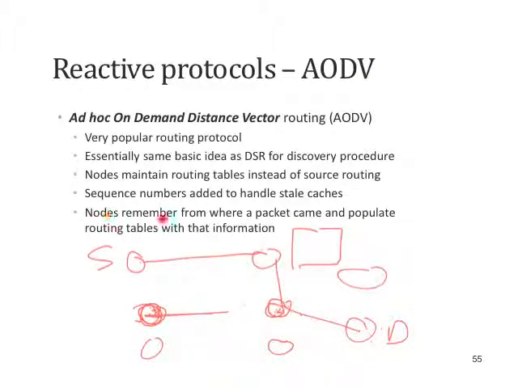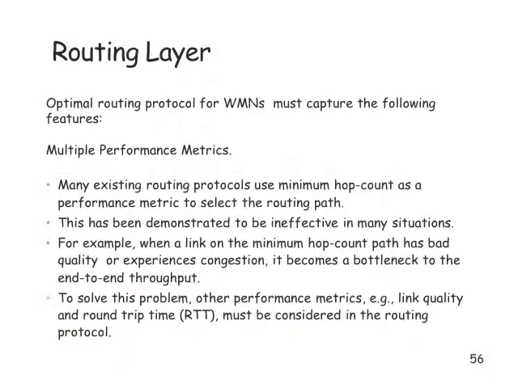So of course nodes remember from where a packet came and populate the routing tables with that information. That's what we talked about, in that each node will maintain a routing table, which is definitely different from DSR in that case. And this will save us from flooding the network with a lot of packets, whereas we already know how to get to the destinations, so we don't need this information.